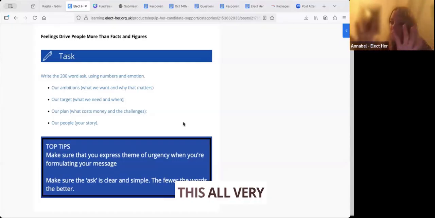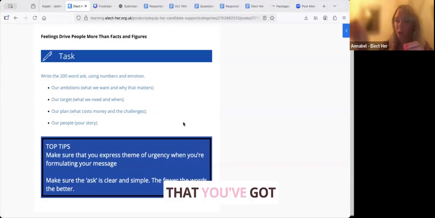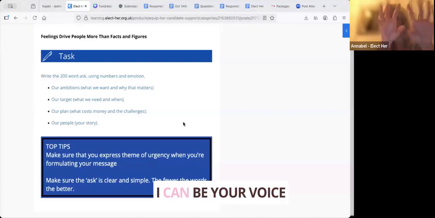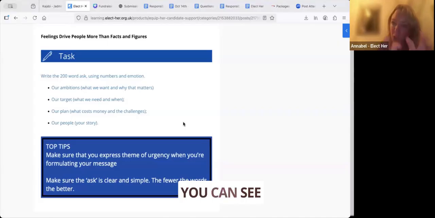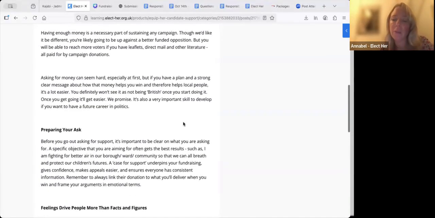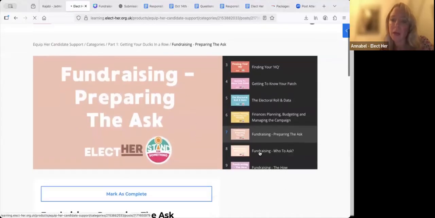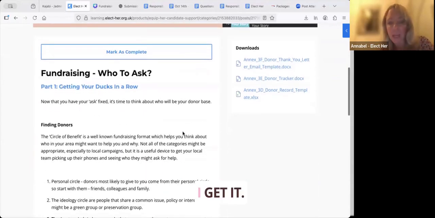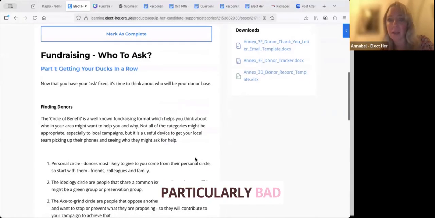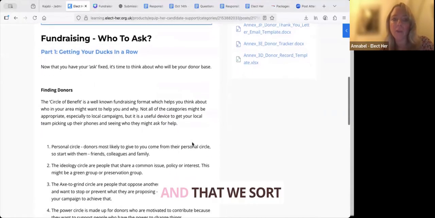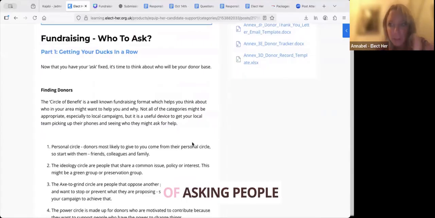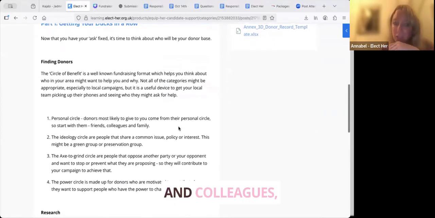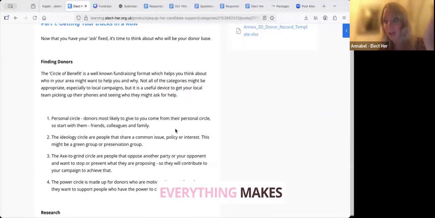It will help. And you can make this all very visual, on a website. You can have it so that you've got, I'm trying to raise this so I can stand to be your local spokesperson. I can be your voice in our community. You can see all of those types of messaging. That's really important. We've also got on here about who to ask, because I know it's really uncomfortable. I get it. And I think the British are particularly bad at this broadly. We slightly circle around the idea of asking people for stuff. So friends and family and colleagues, everything makes a difference.